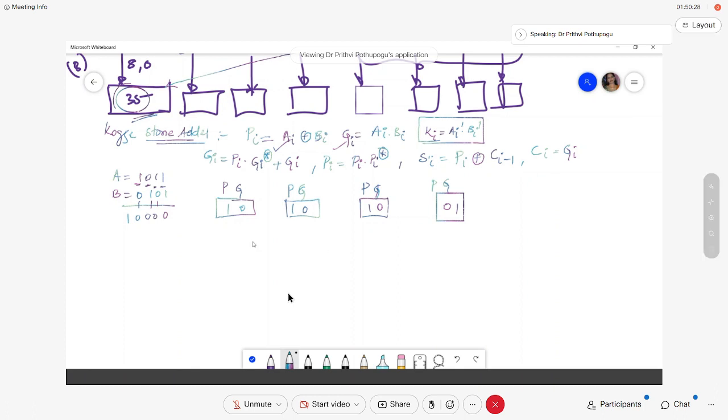Okay. Now from this, we need to have the nearest neighbor taking at the first stage. The nearest neighbor is taking. Now tell me what is the generate and propagate. Now you have to take these equations.